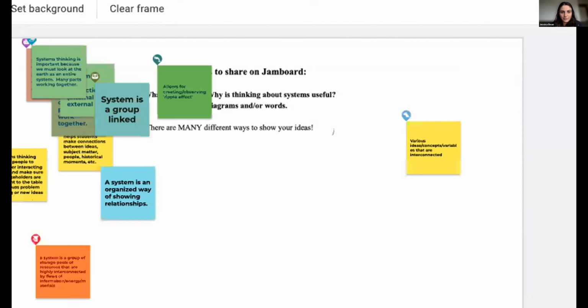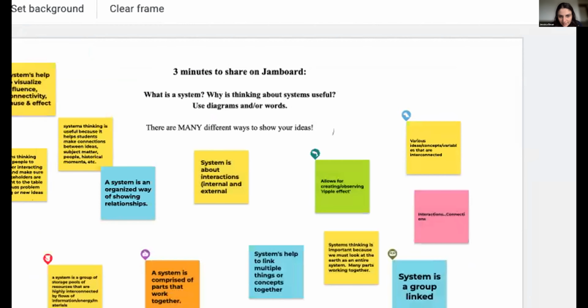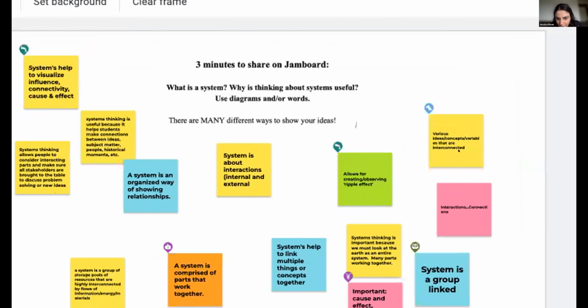All right, so I'll just give everyone a few more minutes, but I already see some great ideas. So systems about interactions and allowing and creating, observing ripple effects. Ooh, I like that phrase. A system is an organized way of showing relationships, various ideas, concepts, variables that are interconnected, interactions, connections, helps to visualize, influence, connect cause and effect, consider interacting parts, and make sure all stakeholders are brought to the table.